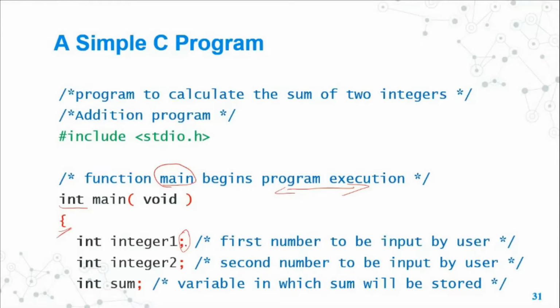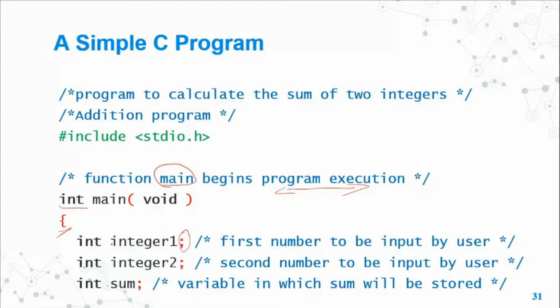This int means it is integer. Integer 1 is the variable name. A variable name is declared. That is, integer 1 is declared, and the type of that variable is int. It can be x, y, z, or a, b, c, d, whatever can be a name for a variable. In this case, we give the name integer 1.